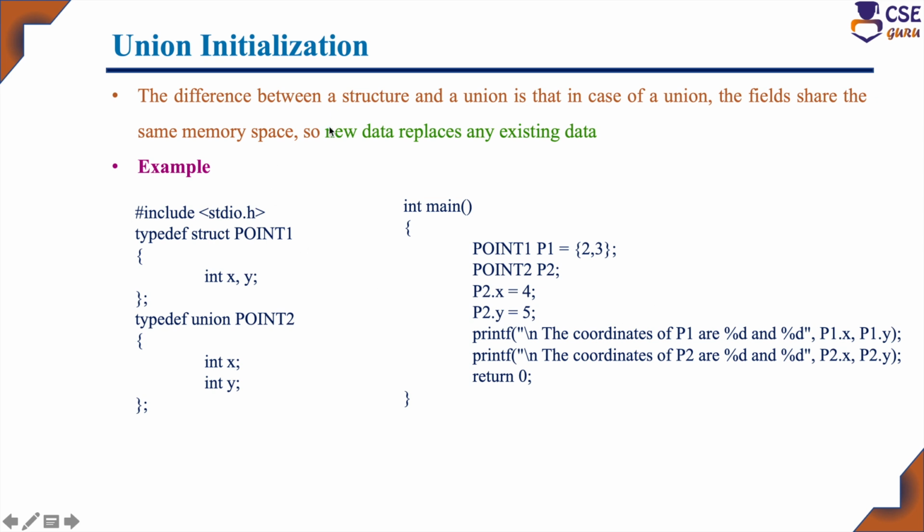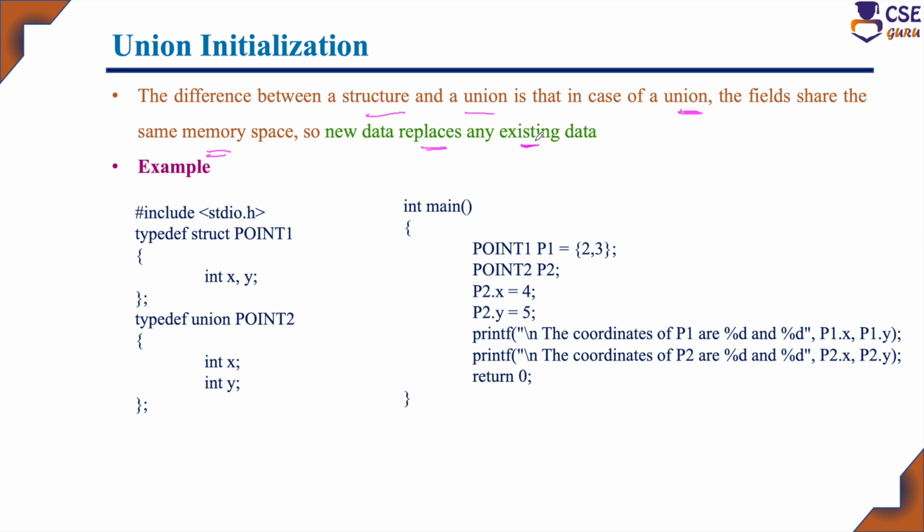And union initialization. The difference between structure and union is that in a union, the fields share the same memory space. That is, the largest memory space required for its members. Any one of the members will require the largest space and that space will be allocated. So the fields will share only that space. So new data will replace any existing data. Whenever new data is updated in any member, it will replace the existing data, because a union stores only one member's data at a time.